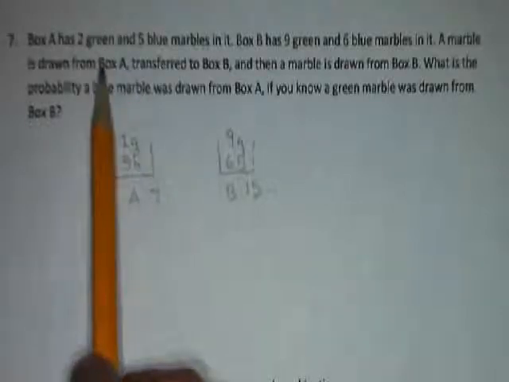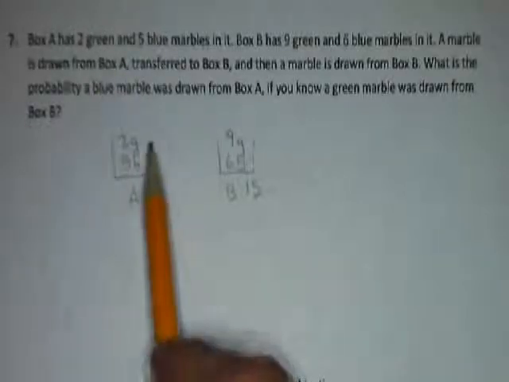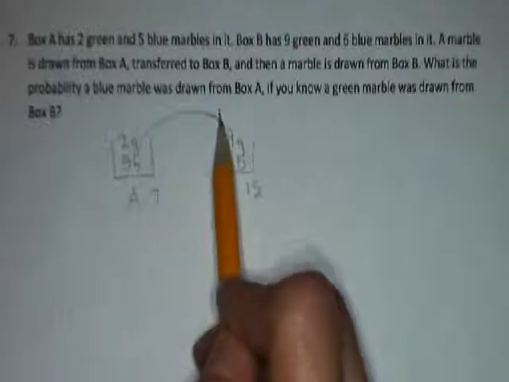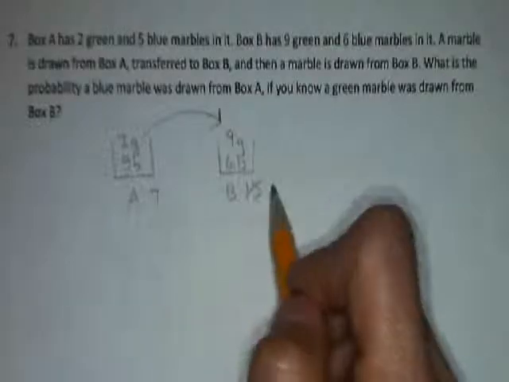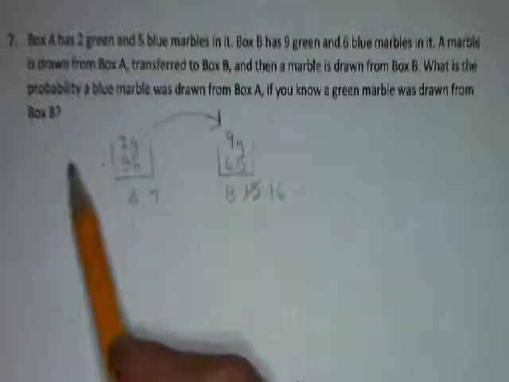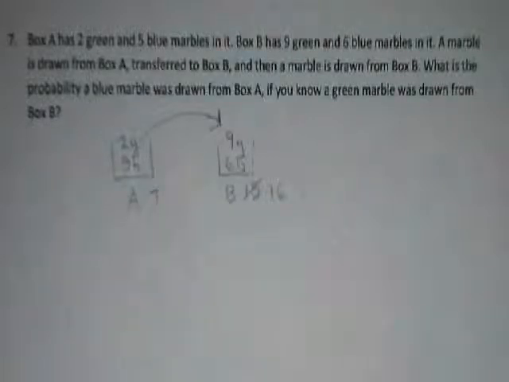In this problem, we're going to be taking a marble from box A and transferring that marble to box B. After that, we'll draw a marble from box B. Now, since we're transferring a marble to box B each time, ultimately box B is going to end up with 16 marbles. The color combinations are going to depend, though, on what we pick from box A.